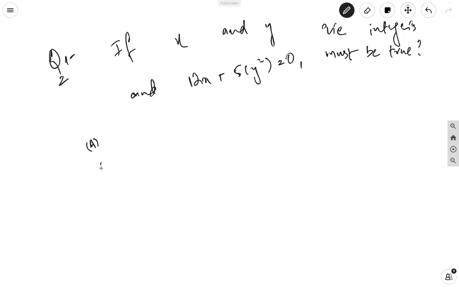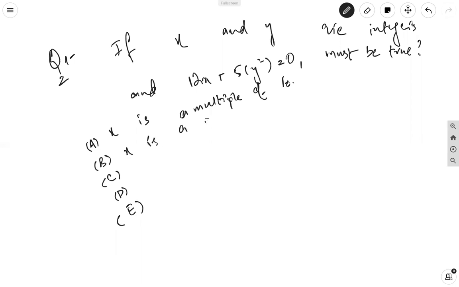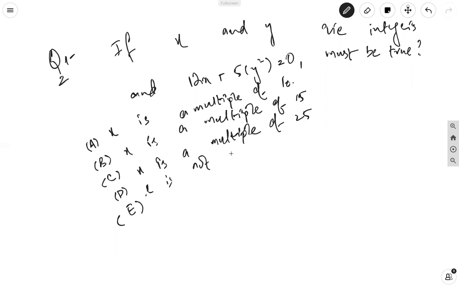The options are: x is a multiple of 10, x is a multiple of 15, x is a multiple of 25, x is not a multiple of 7, and x is negative.